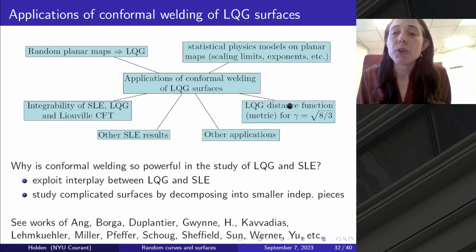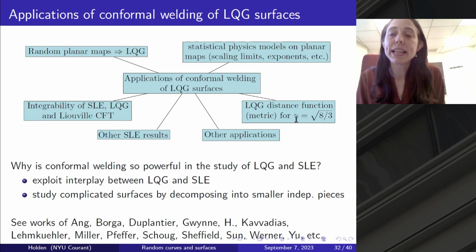It has also been very important to prove that the LQG surface has a distance function or a metric in the special case when gamma is equal to the square root of 8/3. Later, it was proven via a completely different method that one actually has such a distance function for all values of gamma.